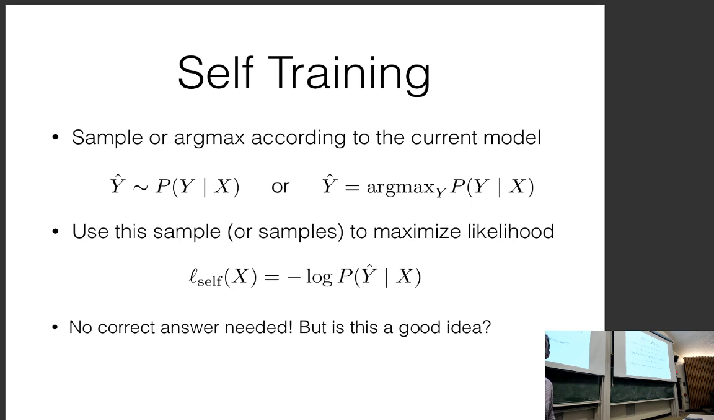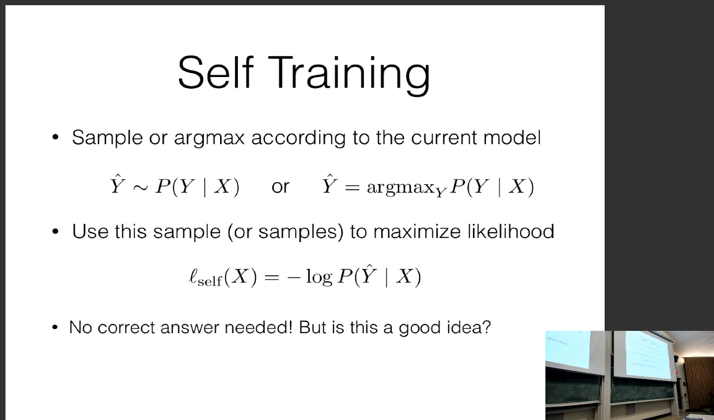Yes? Who thinks yes? Who thinks no? Okay. Why do you think no? I feel like if your probability distribution's off, you're just going to get further into the woods if you keep saying things. Yeah, so you're basically going to reinforce the mistakes that your model is already making.